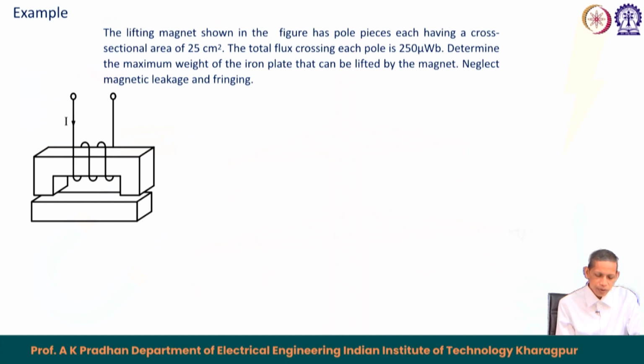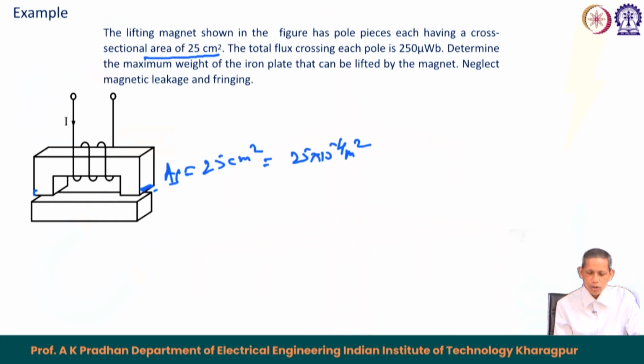Another example: the lifting magnet shown in the figure has pole pieces each having a cross sectional area of 25 centimeter square. So, the pole here, again similar to that, has a cross sectional area of 25 centimeter square. So, this Ag equals 25 centimeter square, equals 25 into 10 to the minus 4 meter square. The total flux crossing each pole is 250 microweber. So, flux is given to us.